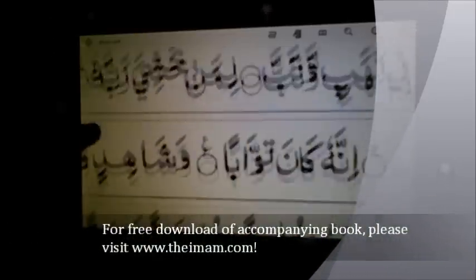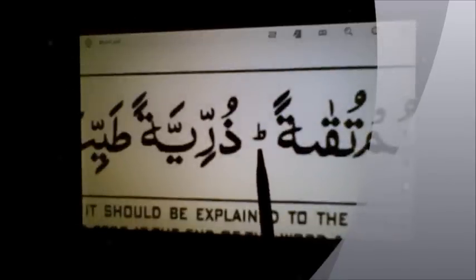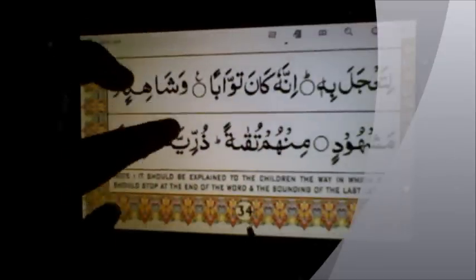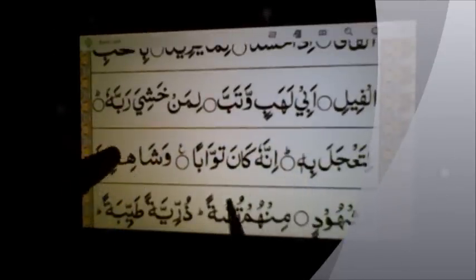Sometimes you will get letters in the middle of the sentence. This is also an indication of a stop sign. Like here, you have this letter ba right here in the middle of the sentence. So the methodology of stopping at all of them is the same, but it does vary according to the letter that you are reading. For an ordinary letter, you would just say the beginning sound of the word.